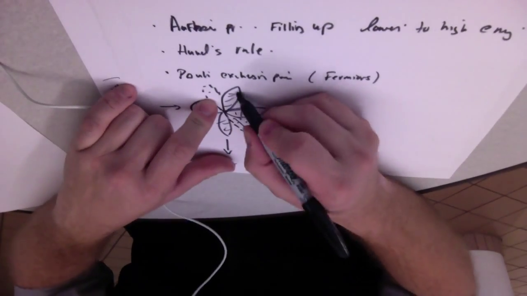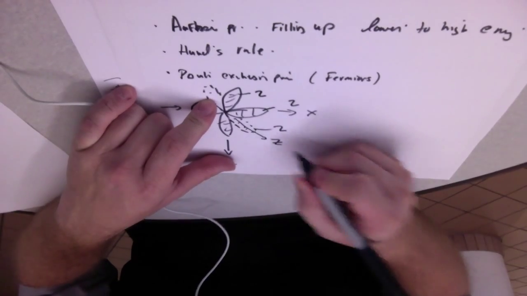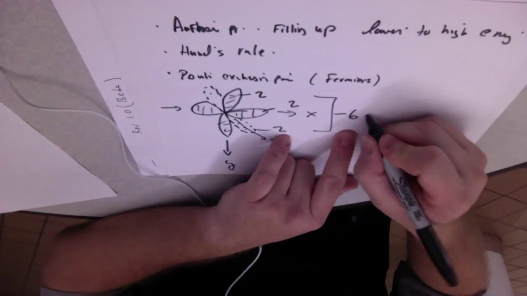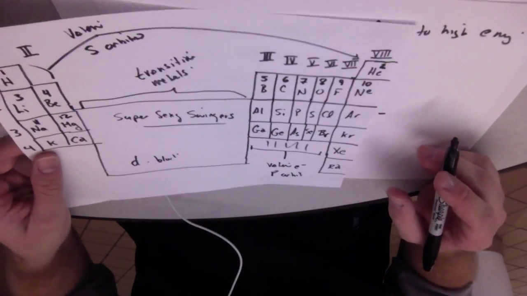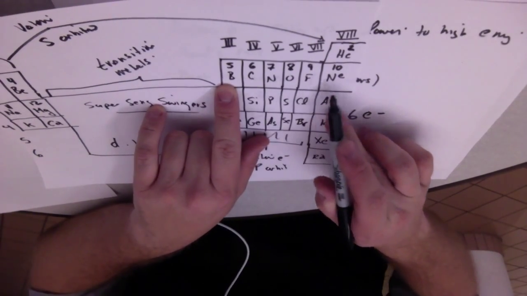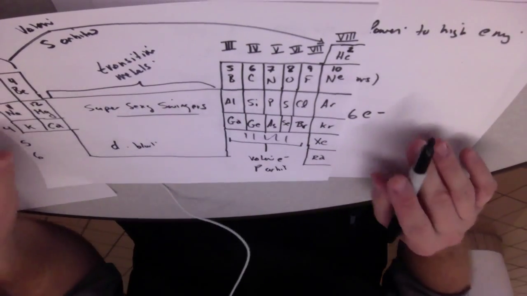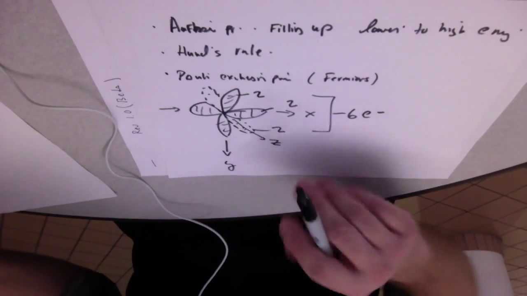And each of these orbitals can hold 2 electrons. So 2 electrons can go here, 2 can go here, 2 can go here. So all 3 p orbitals can hold a maximum of 6 electrons. And wouldn't you guess, by looking at this, 1, 2, 3, 4, 5, 6, I have 6 elements in my p block. That should come as no surprise, knowing what we know about p orbitals.